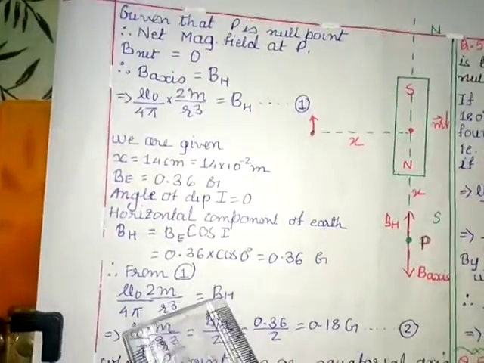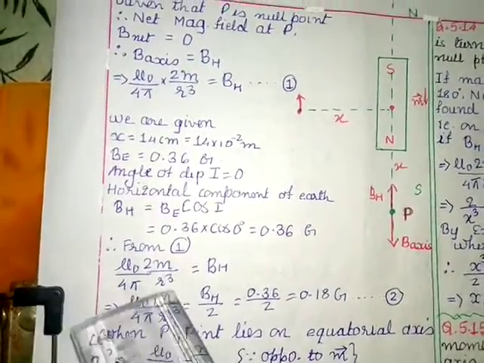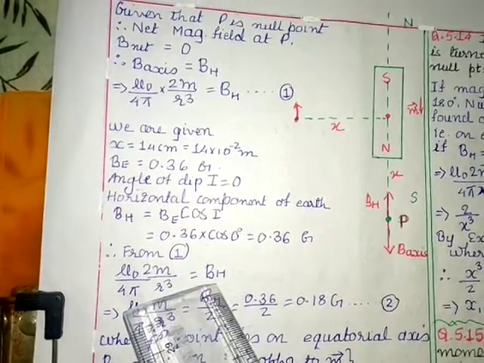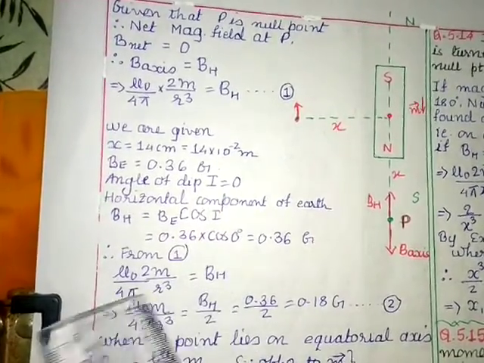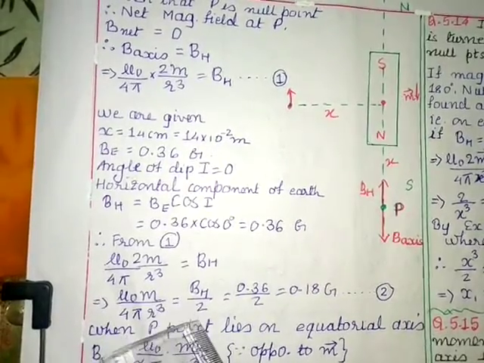So from equation 1, mu naught by 4 pi into 2M divided by r cube equal to BH. Okay, 2 you transfer here, so what you get is mu naught M by 4 pi r cube is equal to BH by 2.